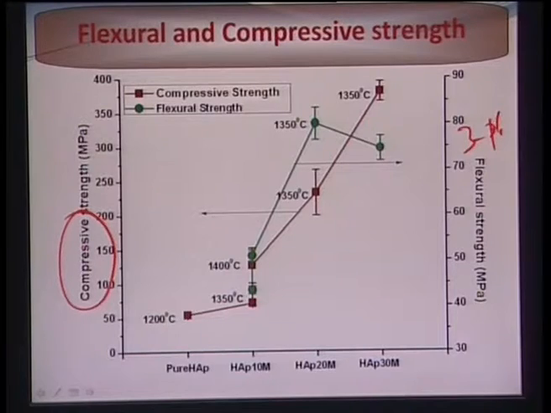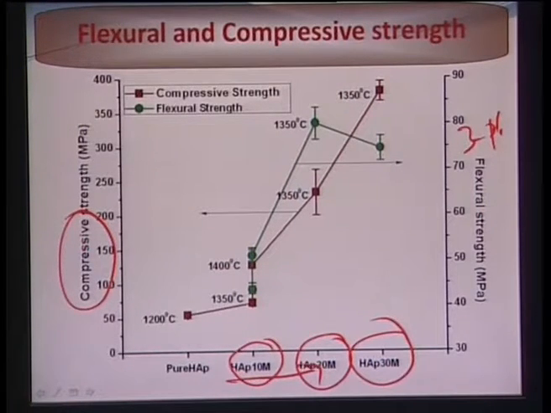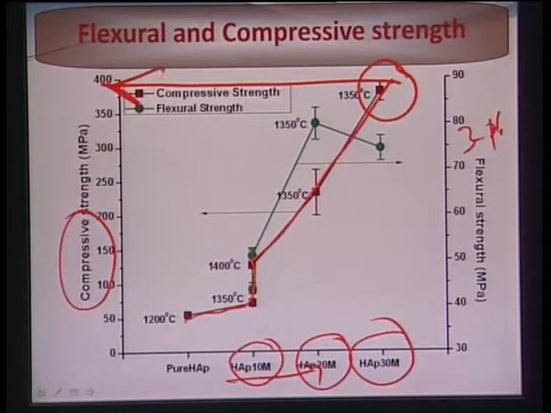Now what you can notice here is that with increasing mullite content like half 10 m, half 20 m and half 30 m, that essentially means 10 weight percent mullite, 20 weight percent mullite and 30 weight percent mullite, your compressive strength subsequently increases, and this increased value can go as close as 400 megapascal. Now 400 megapascal compressive strength in ceramics is quite a respectable number.